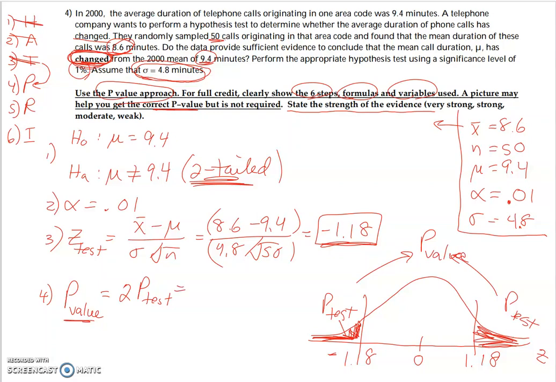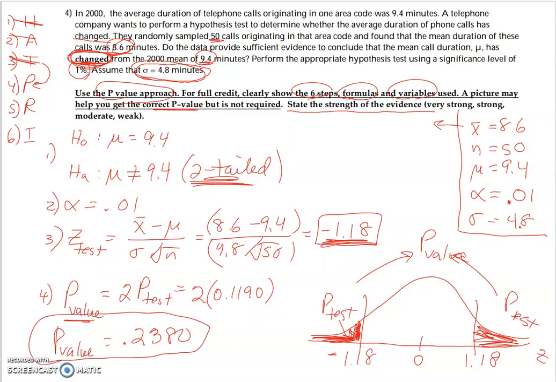So if we find the probability of negative 1.19, so we just look this guy up here, we'll find out that it is 0.1190. All right, so the total p-value, when we multiply that by 2, is going to be 0.2380. That's a pretty big number for a p-value. Okay, so that's saying that 23.8% or almost 24% of the time this thing could randomly happen. That kind of sounds like random variation to me.